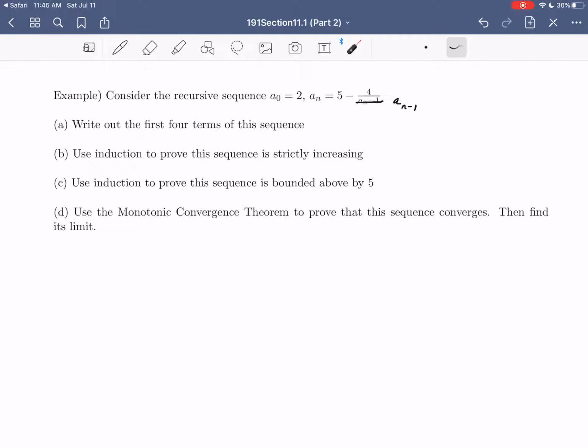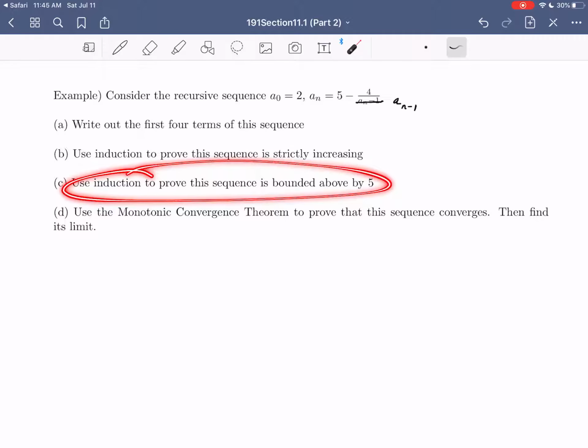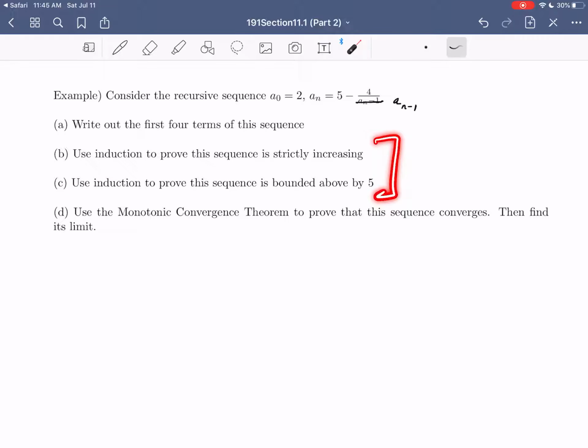Always got to have a recursive sequence involve the previous term. So we're going to write out the first 4 terms, prove that it's strictly increasing this time, prove that it's bounded above by 5. Once we've done these two things, we'll be able to use the monotonic convergence theorem to find the limit. So let's start with the first couple terms.